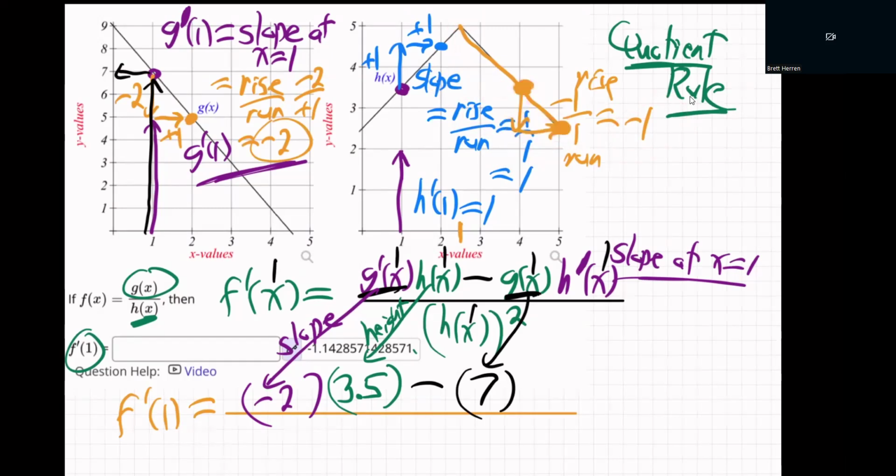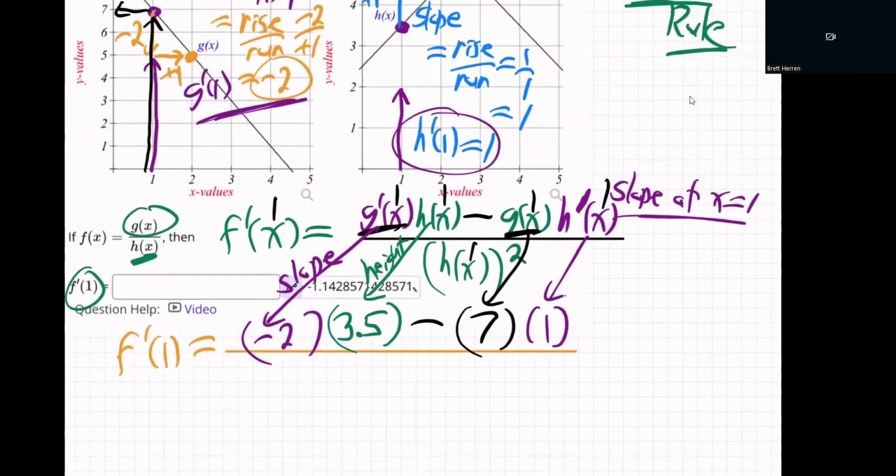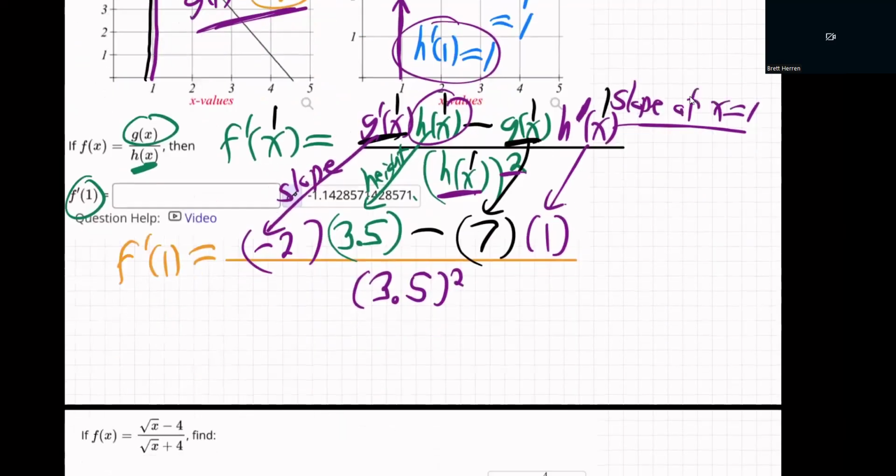Remember, down is negative, up is positive. So anyway, long story short, let me get rid of that piece because that was not our piece. It's just in case you needed that piece for your problem. Our piece was over here, and the slope h prime of 1 was 1. Over, now what goes on bottom? H of 1 squared. Well, h of 1, right here, is 3.5 squared. Again, the height of the h function at 1 is 3.5. H of 1 squared. So there we go.